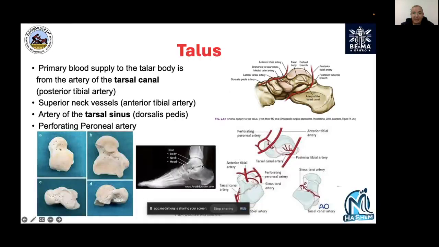Remember, the blood supply, this word is very important. Blood supply to the body is retrograde. How is it retrograde? Posterior tibial is coming from the back, anterior tibial is coming from the back. How can the blood supply be retrograde? Yes, retrograde to the body, not to the talus.